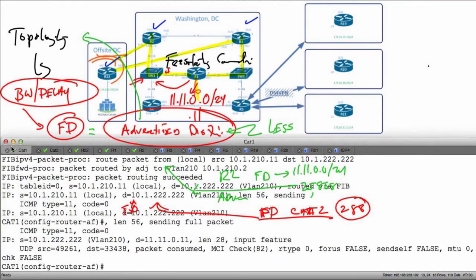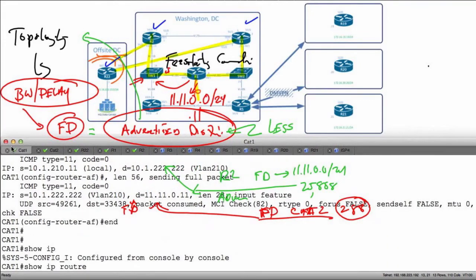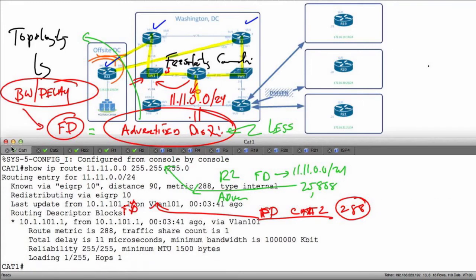I'm sorry, on Cat 1. Show IP route 11.11.0.0 255.255.255.0. And what do we see? We see our metric is 288. So that's exactly what we expected. Our route metric is 288. That was the advertised distance that Cat 2 reported.